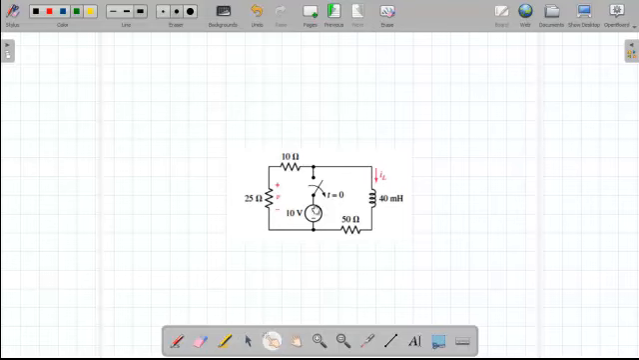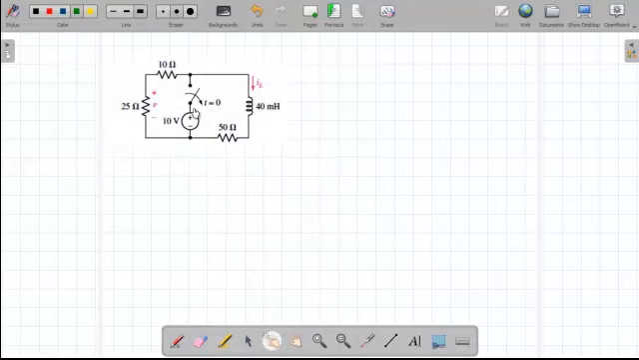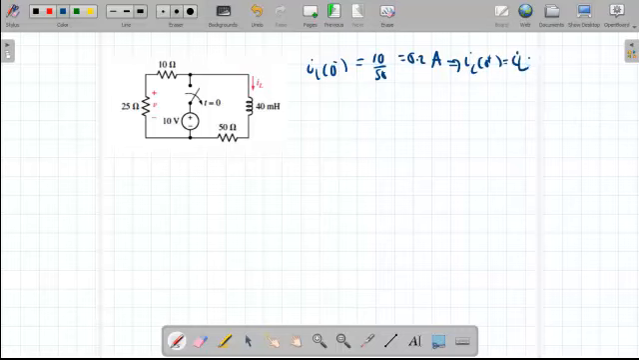So we start as usual. Here we find IL0 minus. When this was closed, IL0 minus will equal 10 over 15, which is 0.2 amp. Of course, IL0 plus will equal IL0 minus, which is 0.2 amp.